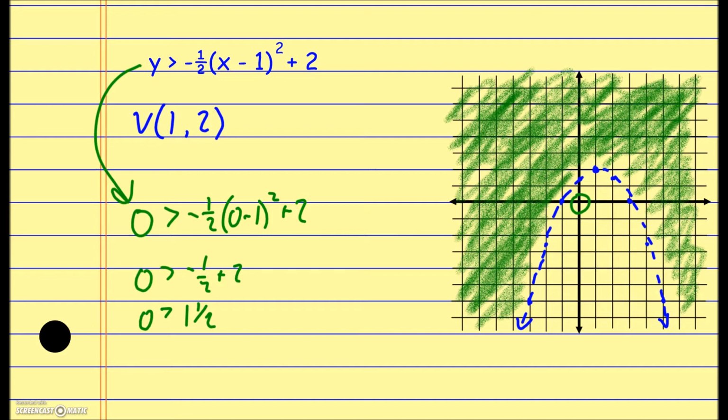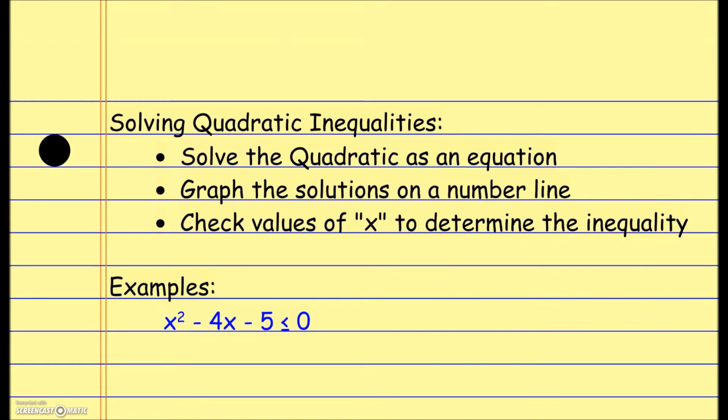Okay? If we look at these algebraically without drawing a graph, here's how we're going to solve quadratic inequalities. All right, we're basically going to solve the quadratic as an equation. We're going to act like there's an equal sign here, and I'm just going to solve it the way I've always solved it, either by factoring, completing the square, or my quadratic formula. Then I'm going to graph the solutions on a number line. So I'm going to plot those two solutions on a number line, or one solution depending on how many solutions I have. And then I'm just going to determine the inequality by testing x values.